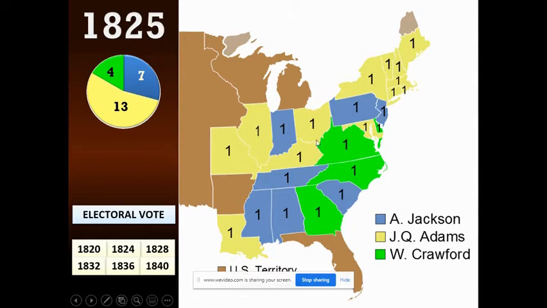But these states in particular, these four plus Louisiana, what makes these states switch? What makes these states flip? Well, the primary reason is there's no Henry Clay on the ballot here in 1825. That's right. Henry Clay withdraws his name from the presidential election.